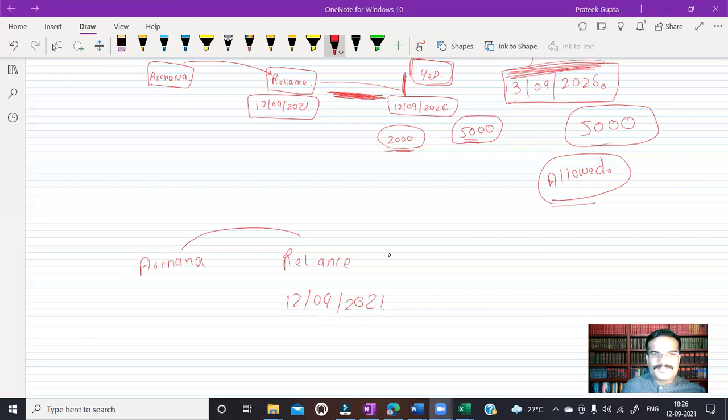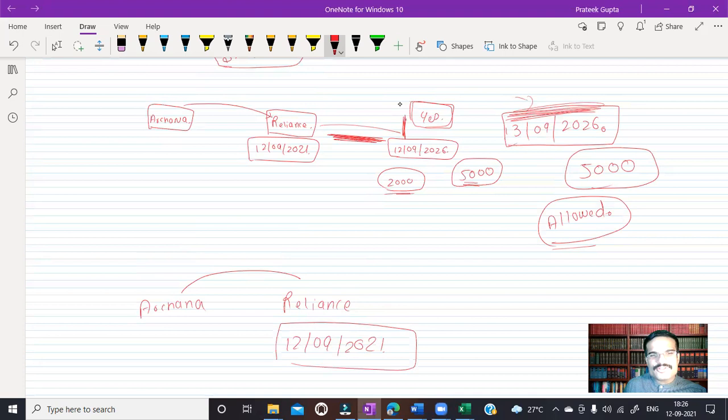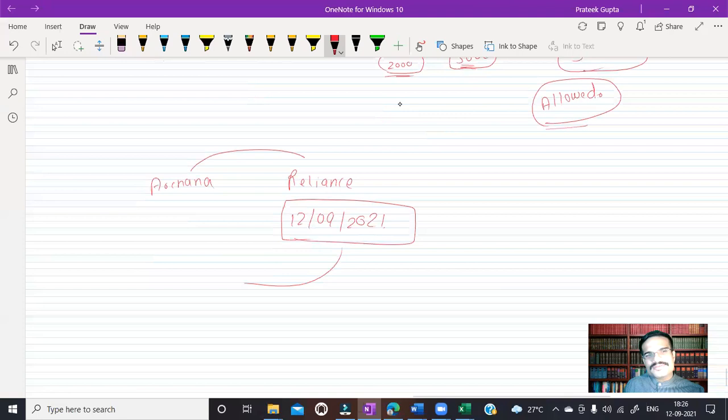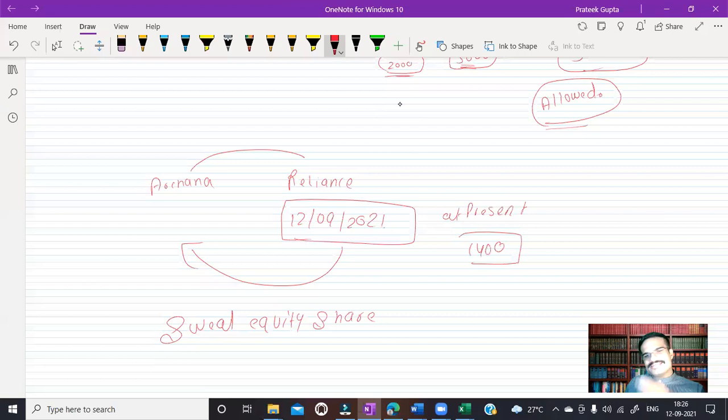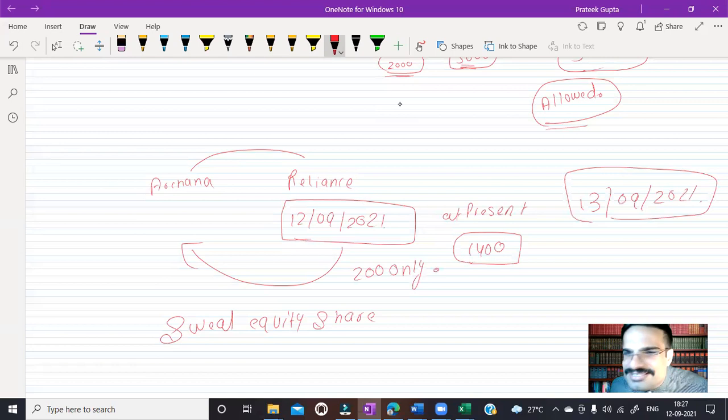Okay. Now, beta, Archana is joining this Reliance company on 12th of September 2021. And at present, Reliance company is allotting the shares to us. That is known as sweat equity shares. And let's say, beta, at discount. It means at present, the market price of the shares is 1400. Archana is giving rupees 200 only. Whether on 13th of September 2021, Archana ma'am can sell the shares? Yes or no?